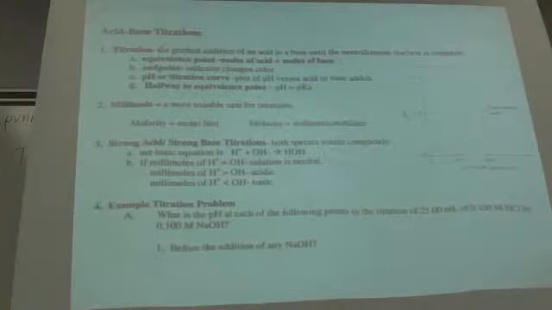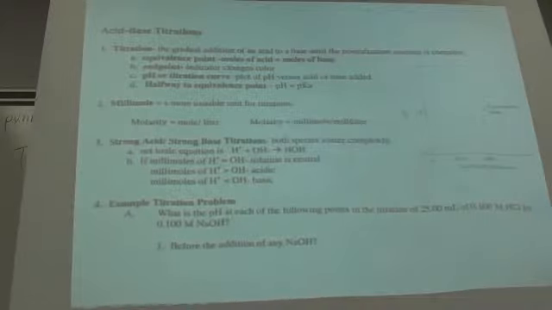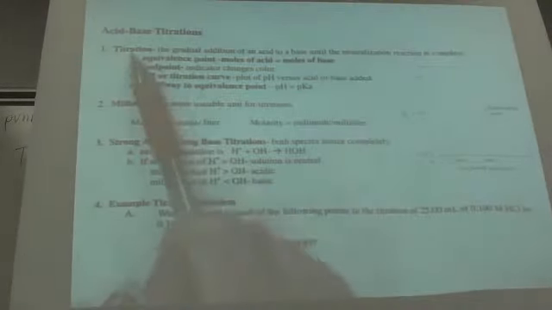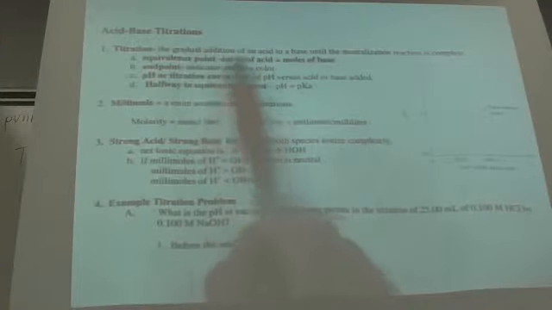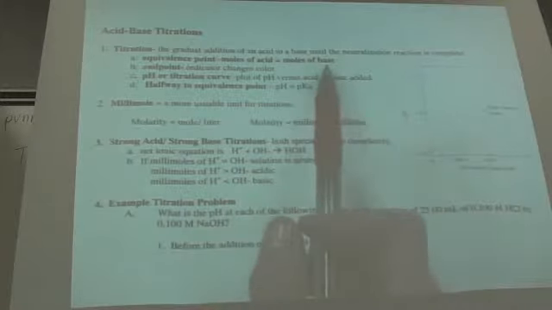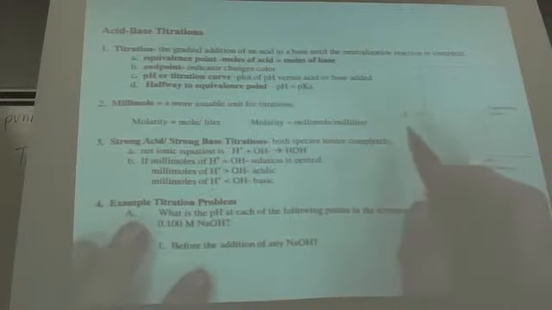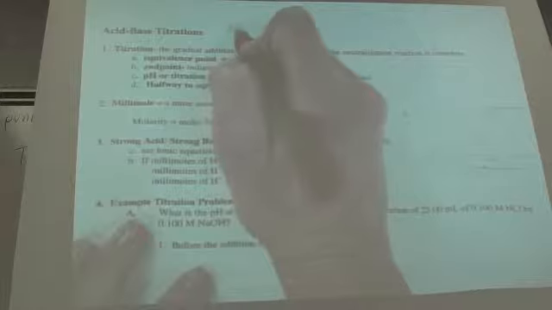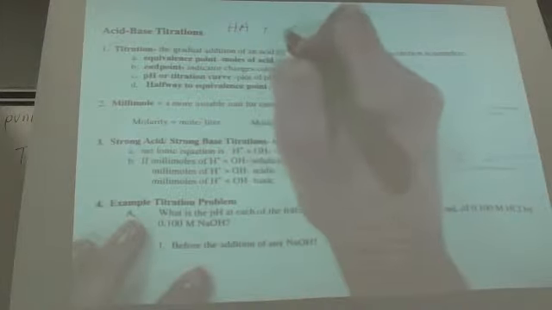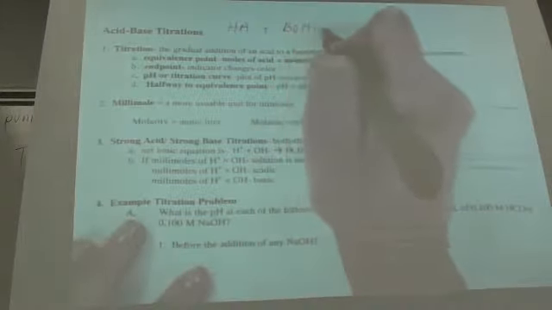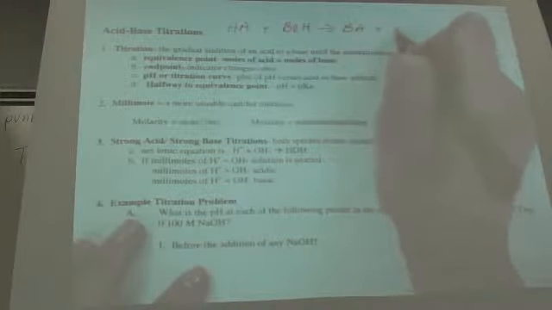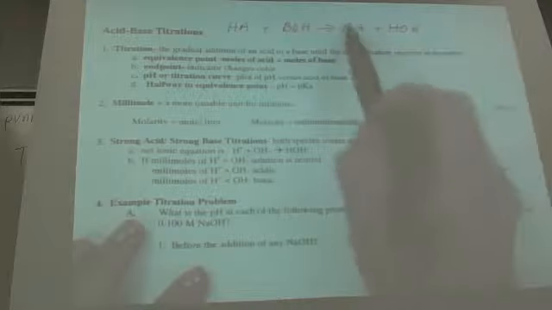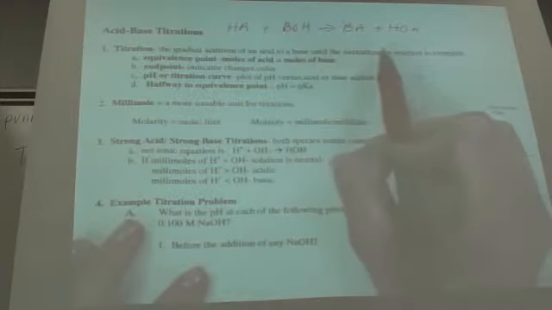Okay, today we have to talk about acid-base titrations, and you've already done two. Friday you'll do the third. A titration is a gradual addition of an acid to a base until neutralization is complete. What is neutralization? An acid plus a base yields salt and water. Okay, this is the neutralization.